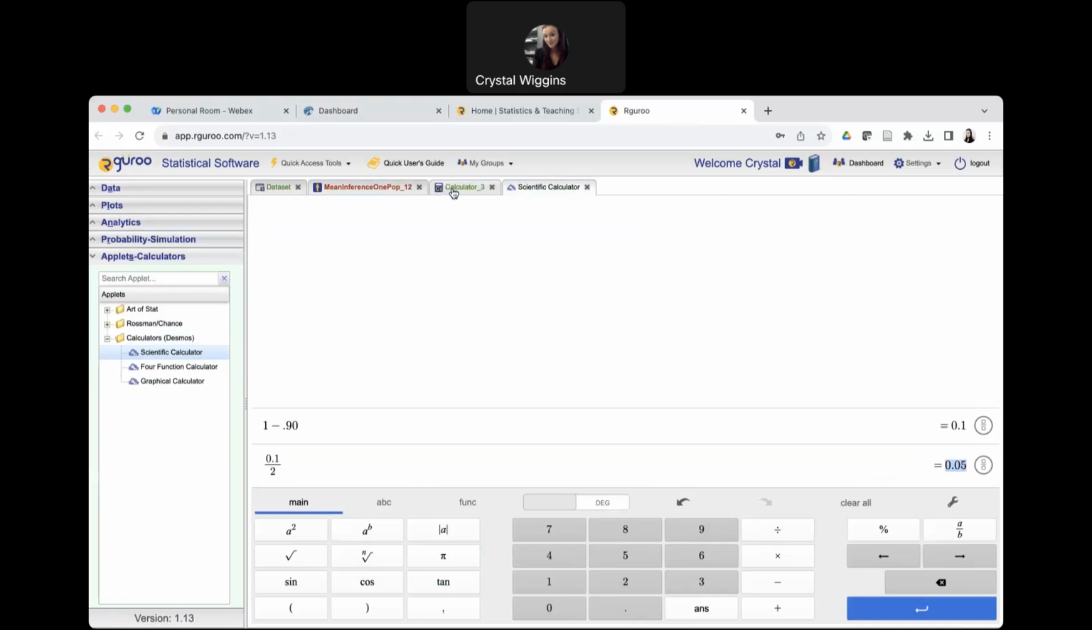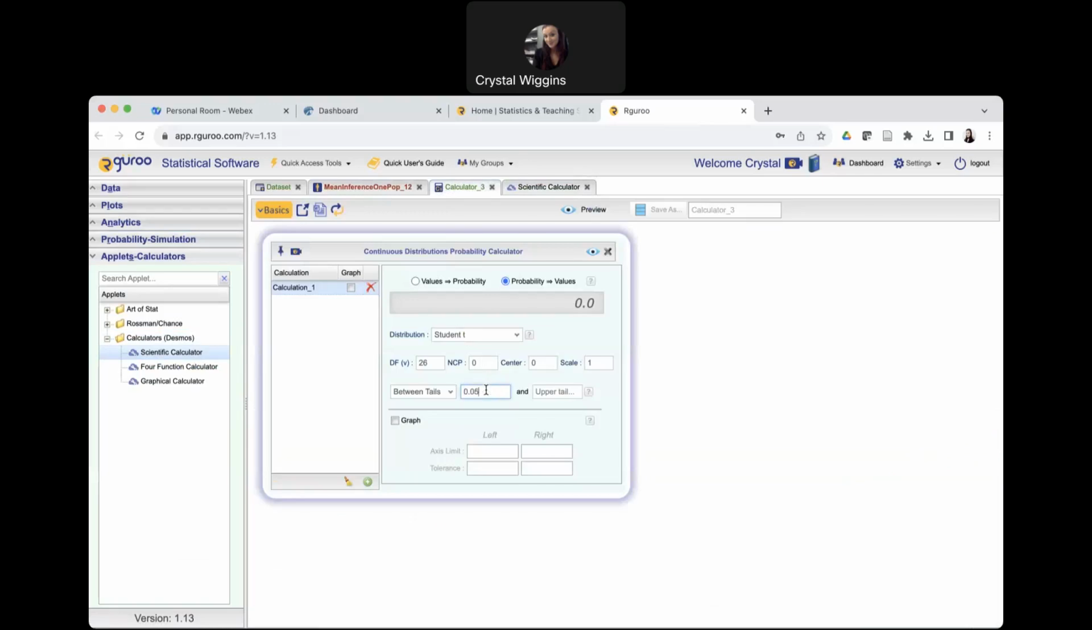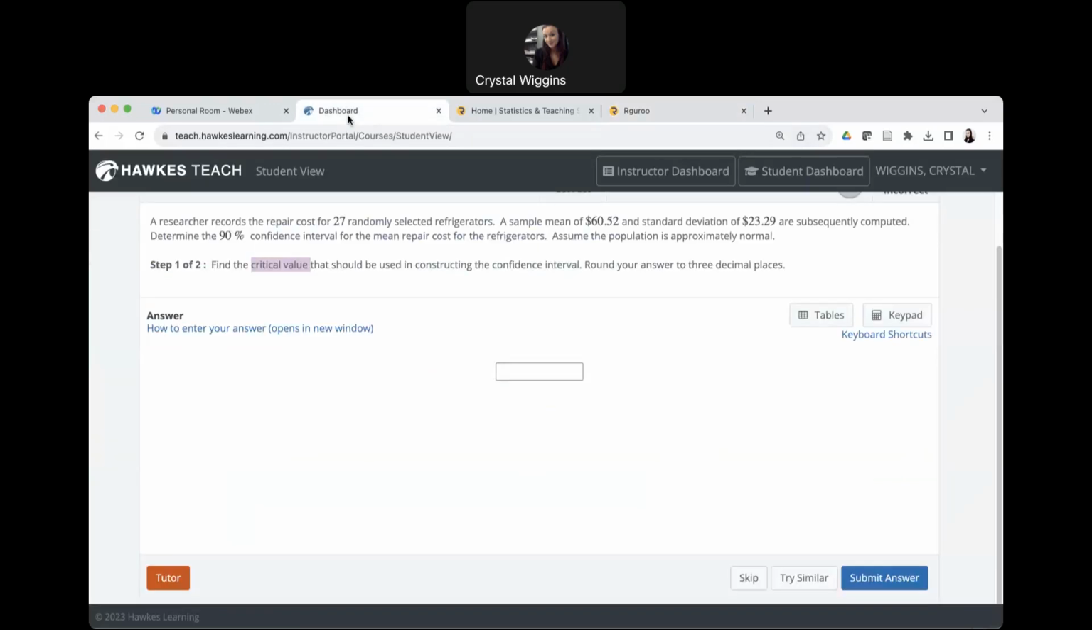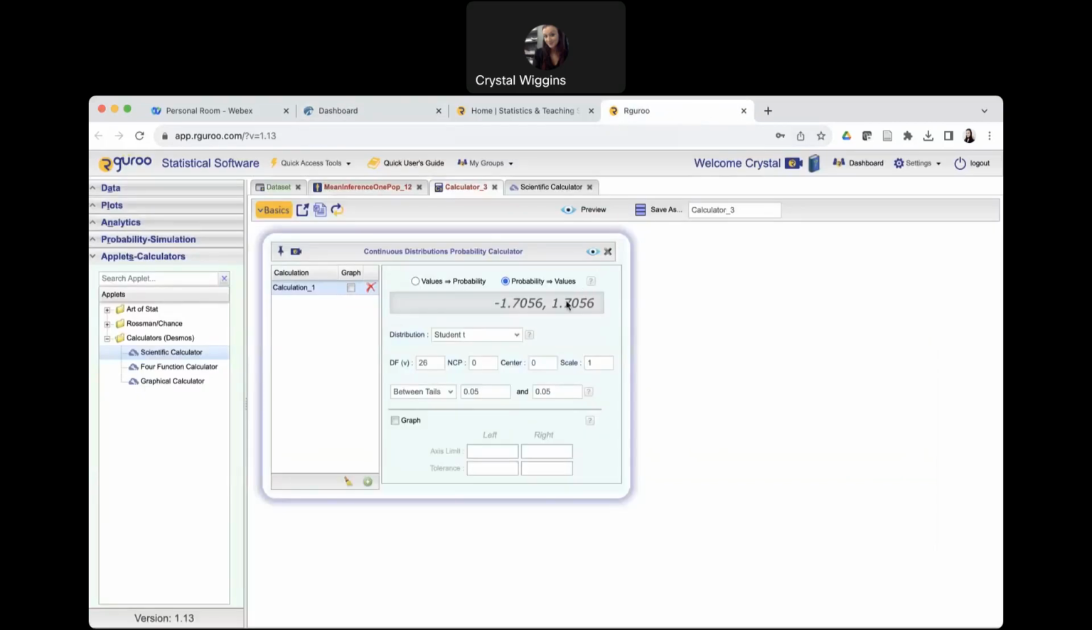So coming back to my probability calculator, I will paste in 5% in the lower tail, 5% in the upper tail. And when I hit my eyeball, notice that these are a positive and negative number. They are the same number. Again, this is because we have symmetrical curves, whether we're working in the standard normal or one of the T distributions. So when we're finding critical values for between or confidence interval problems, they're always going to be the same value, with opposite signs. So you only need one of these numbers to enter into Hawkes. Let's see how many decimal places. It wants 3 decimal places. So that's 1.706.